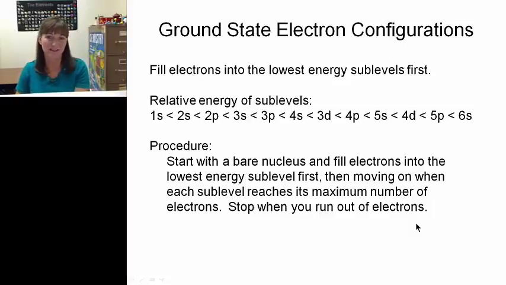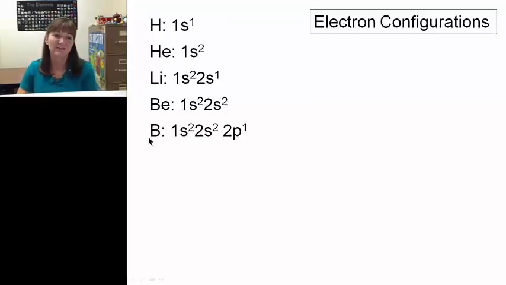So we'll do an example here in just a little bit. But if we look at some of these I've got done here for you, let's focus on boron. If you look on the periodic table, the number above boron is its atomic number, which tells you the number of protons. Okay, so boron has 5 protons.